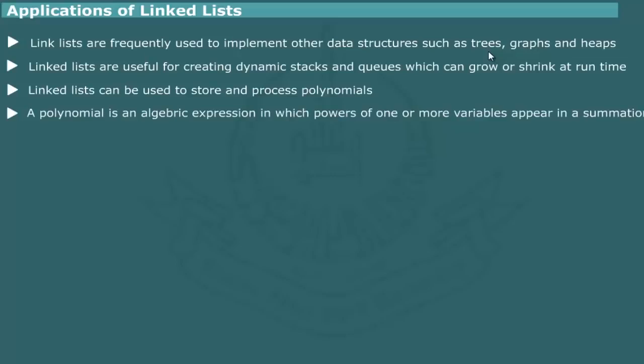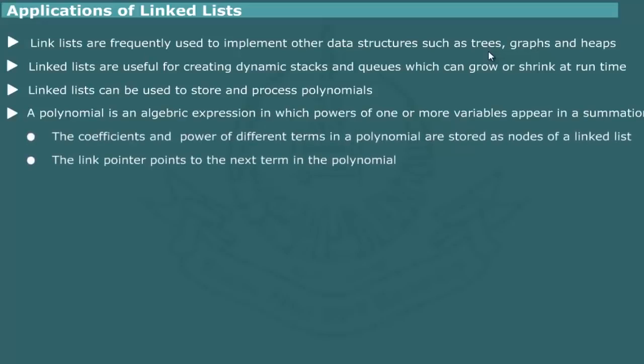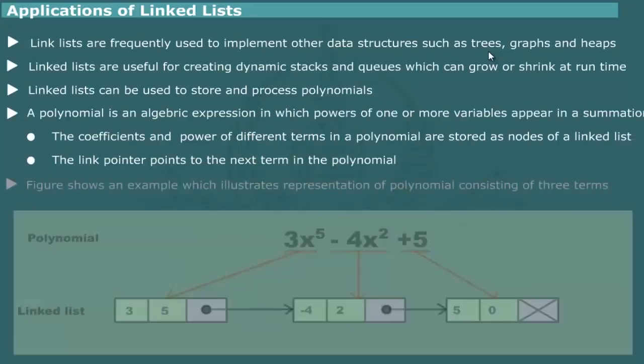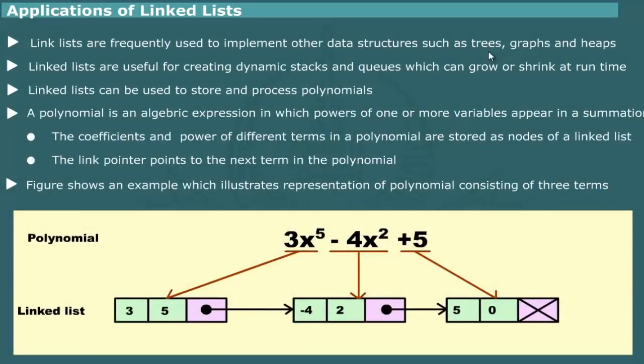A polynomial is an algebraic expression in which powers of one or more variables appear in a summation. We consider a simple polynomial with a single variable. We can store the coefficients and associated power of variable into a node of a list. The nodes point to the subsequent elements of the expression. Figure shows an example of polynomial and the corresponding linked list. Notice that missing terms of polynomial are not considered in the representation.